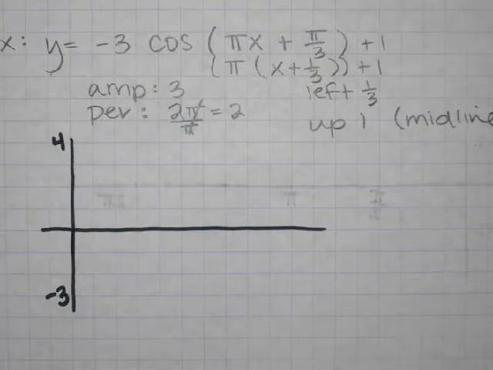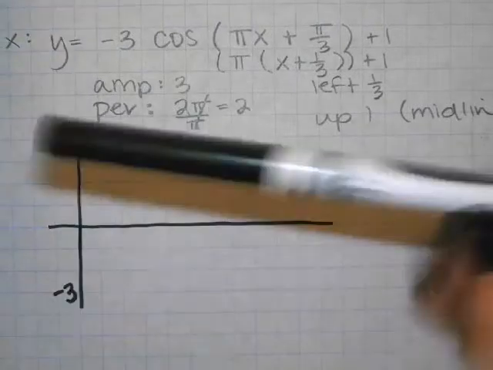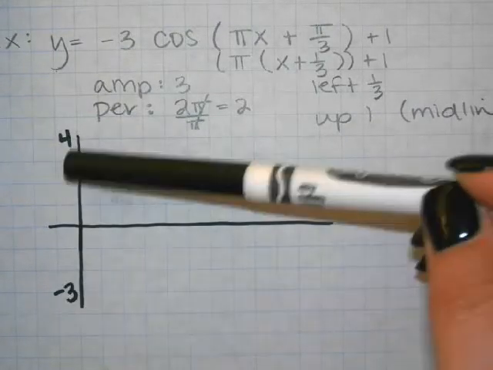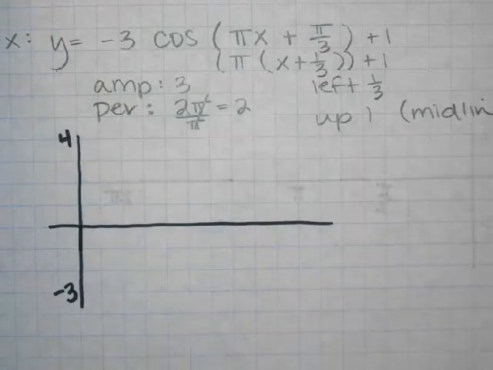Why did I put a 4? Yeah, I was just making sure, because normally it would have gone up and down 3, but since it has to be shifted up 1, then I went all the way up to 4.